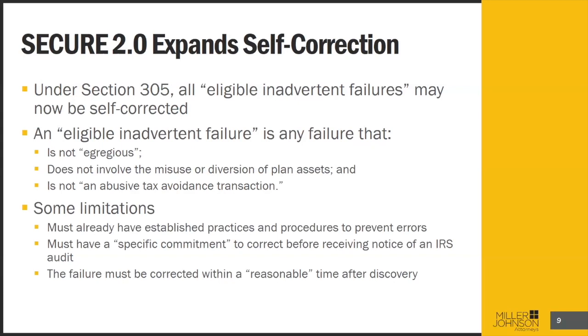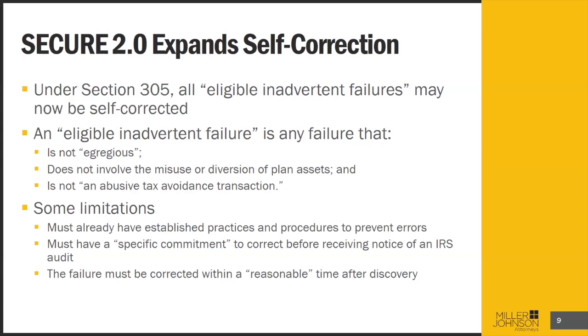The employer also has to have a specific commitment to correct the error before receiving notice of an IRS audit. So you can't generally self-correct a significant failure after you get notice of an IRS audit. In the past, you would have had to have the correction basically done, substantially completed, before you get an IRS audit. Once you get notice of the audit, in the past, you couldn't self-correct anything. It was too late at that point. Now you just have to have this specific commitment.